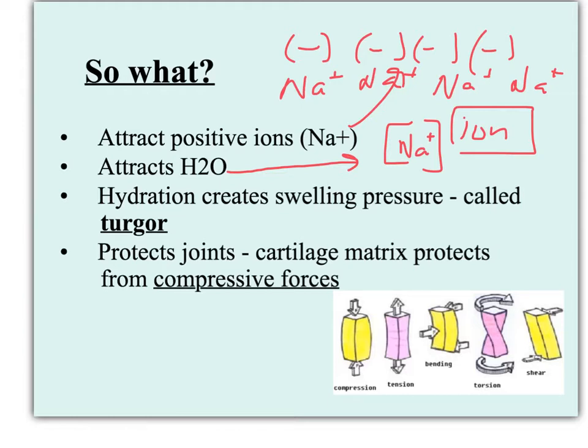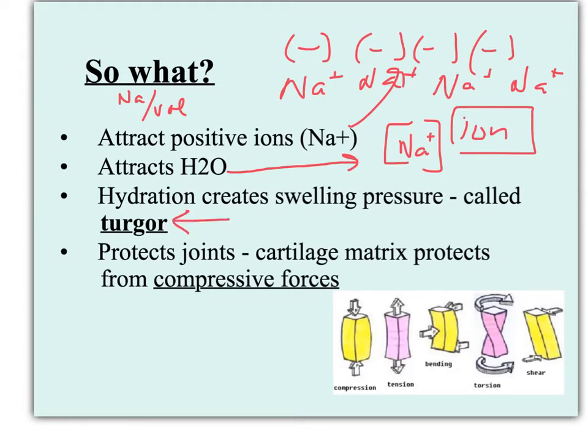Concentration is the number of sodiums per unit volume. So in a very small volume, if you have a lot of sodiums, that's high concentration. If you have the same number of sodiums and you have a large volume, that means that the concentration has gone down. So water follows wherever you have the sodiums. The sodiums are going to where the GAGs are, and that creates a pressure called turgor pressure.